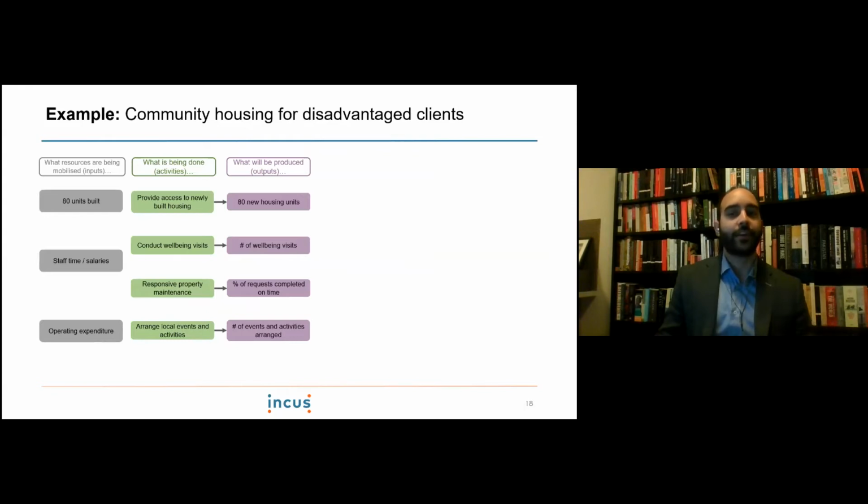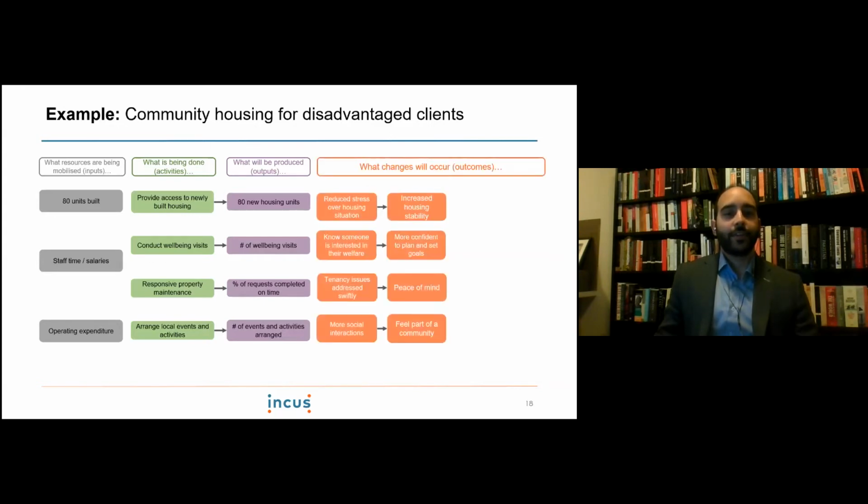Once we had identified community housing customers, partner agencies, and funders, we spoke to them, we gathered the evidence, and we put together a simplified theory of change program logic for them. So on the left, you've got the inputs, then you've got what they did, which is provide access to newly built housing, 80 new units. The staff at the community housing center conducted well-being visits to welcome people to the residences. They really prioritize responsive property maintenance, and they helped arrange local events and activities.